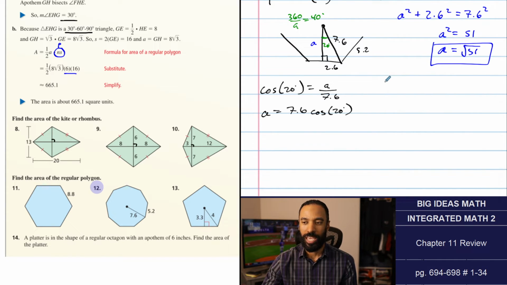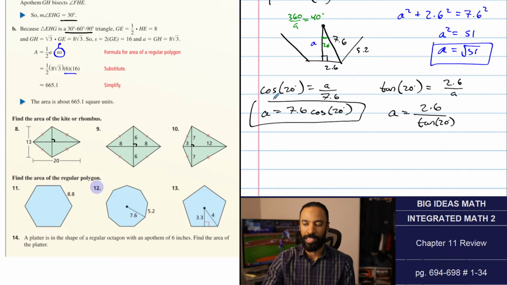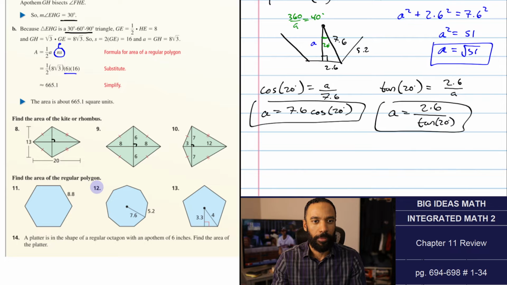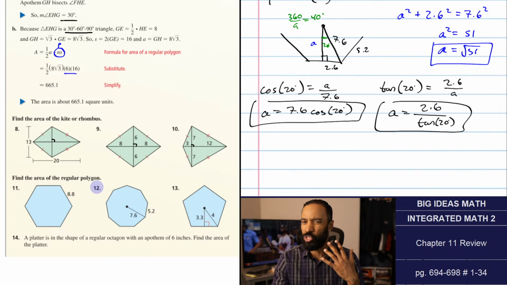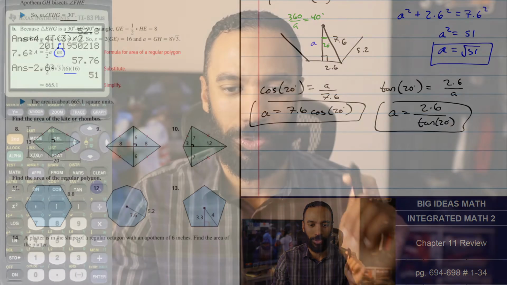We can also use tangent. The tangent of 20 degrees is 2.6 over a. Switch these places, you get a is 2.6 over tangent of 20. So I'm going to go to the calculator, and I'm going to write all three of these things out. I got this, and probably what I'm going to use in blue. But I'm showing all the different versions, and why they showed us too much information. I wish they didn't show us all that, because now I'm conflicted with what I should use. I feel like square root of 51 should be best, especially because that was exact as an integer. So let's see how these work.